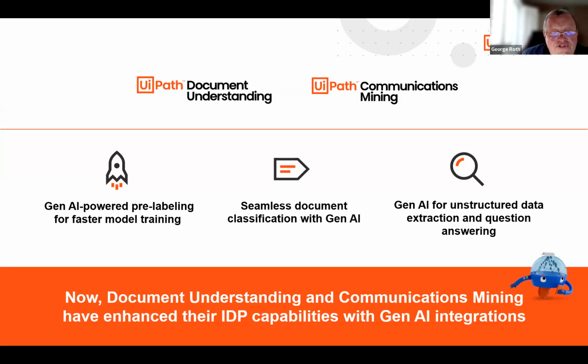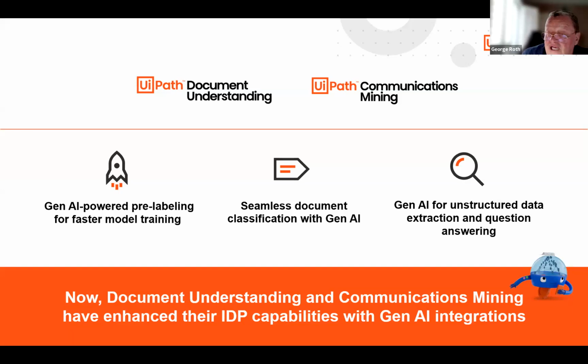Then you have seamless document classification with Gen AI. So basically it's the same thing. We will call a generative AI system, which will be able to look at the document and classify it because it saw it before.